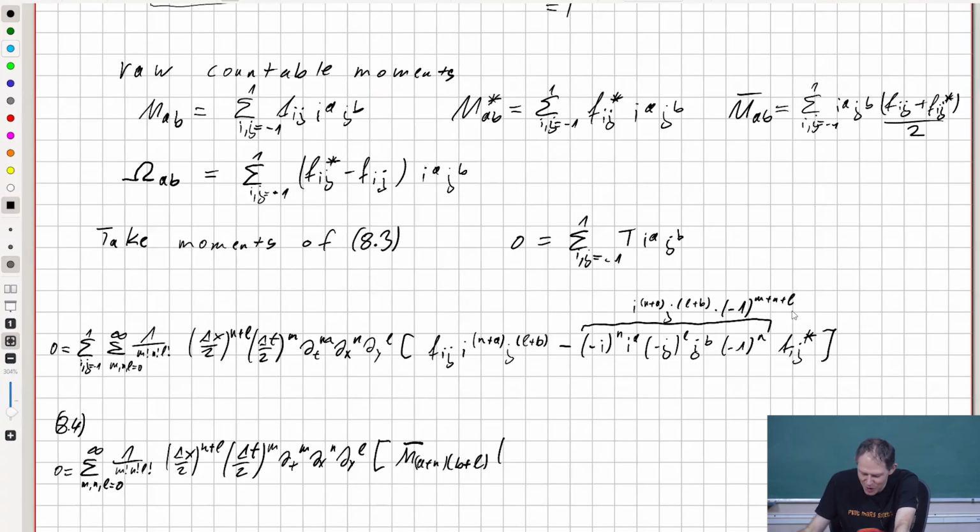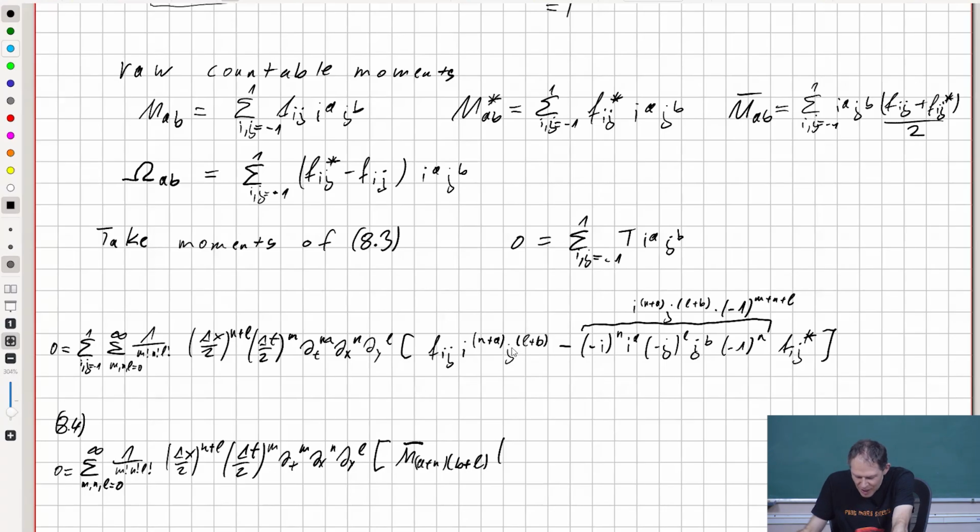Okay, so putting this again. You see this is the pre-collision moment, right? Yes? So this is the post-collision moment, yeah? M_(a plus n), (b plus l), right? So now we want to solve the equation in terms of these overbar moments.